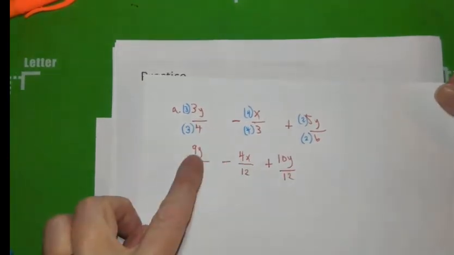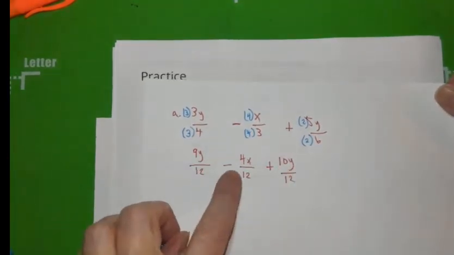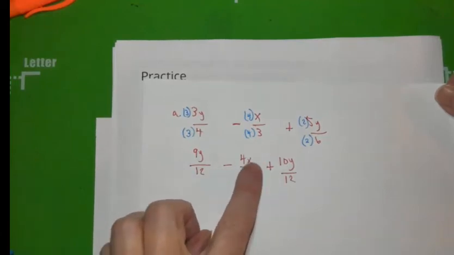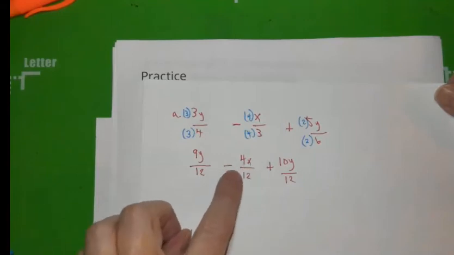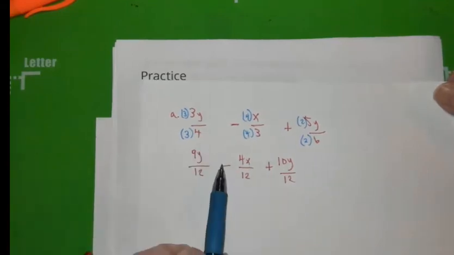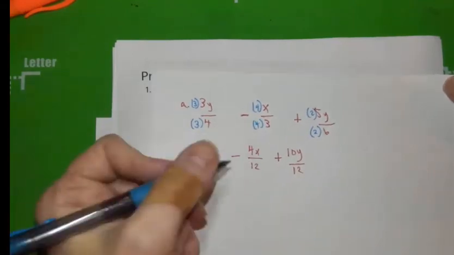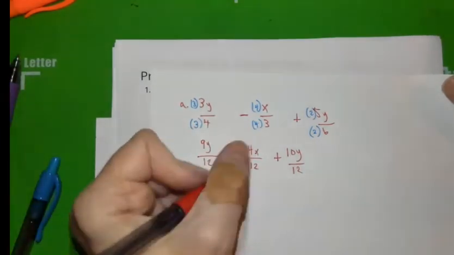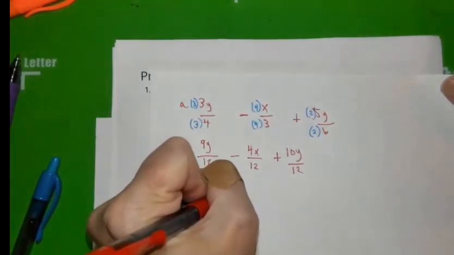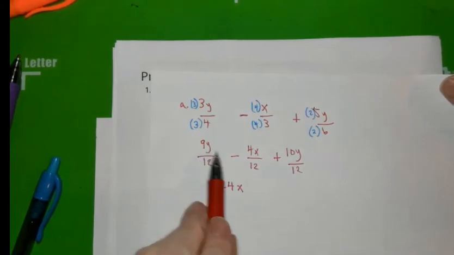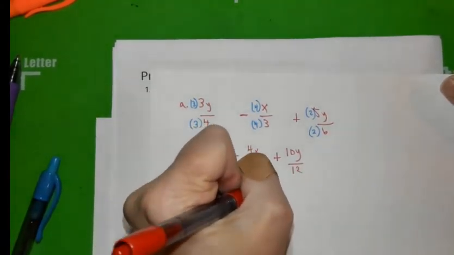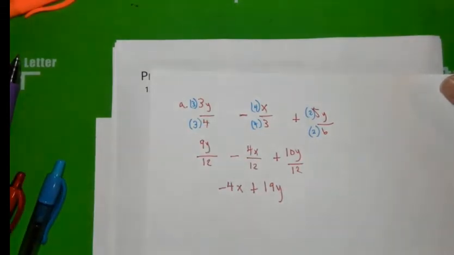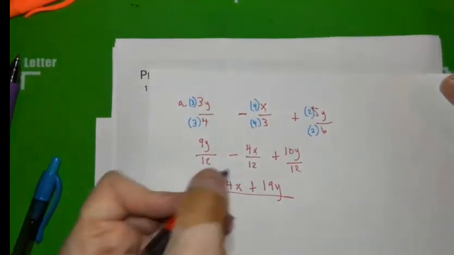So we'll combine our numerators. You'll notice you have a 9y minus, be careful, this minus goes with the 4x, and then plus 10y. I'm going to put the x first. I like to put x first. So let's put negative 4x first. And then 9 plus 10 is 19y. And then the denominators are all 12s.